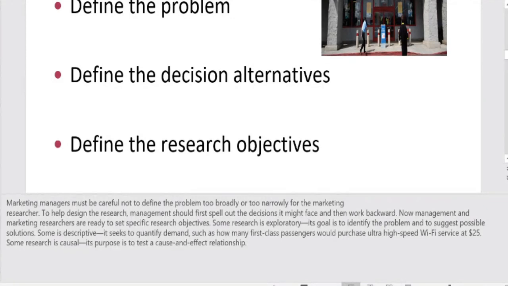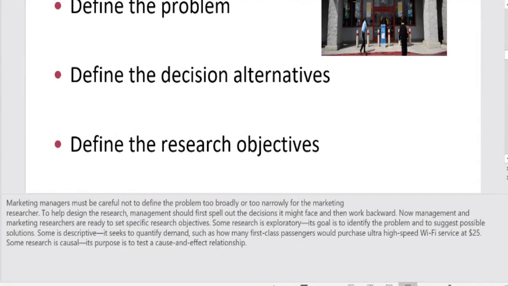So let us look at defining the problem. Marketers must be careful not to define the problem too broadly or too narrowly, because if you define it too broadly or too narrowly, you end up with a very wide view or a tunnel vision. When you have a wide view, you might get confused. And when you have a tunnel vision, you might miss something very important that was left to be attended to.